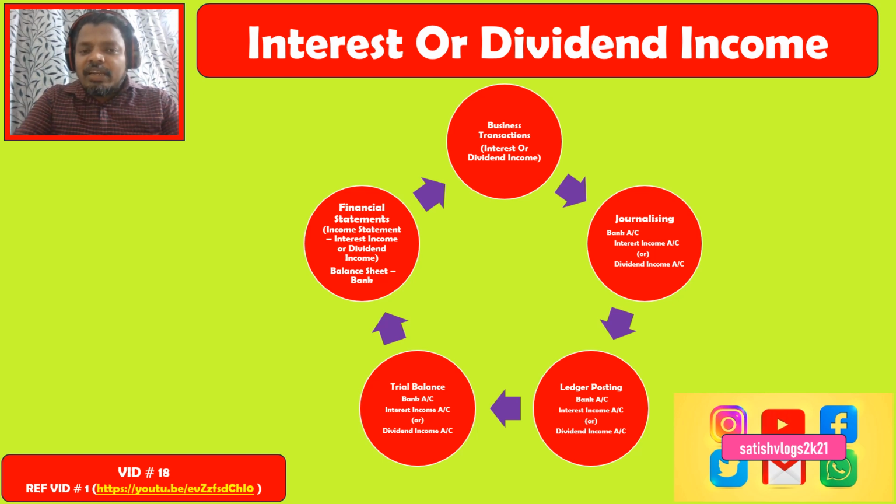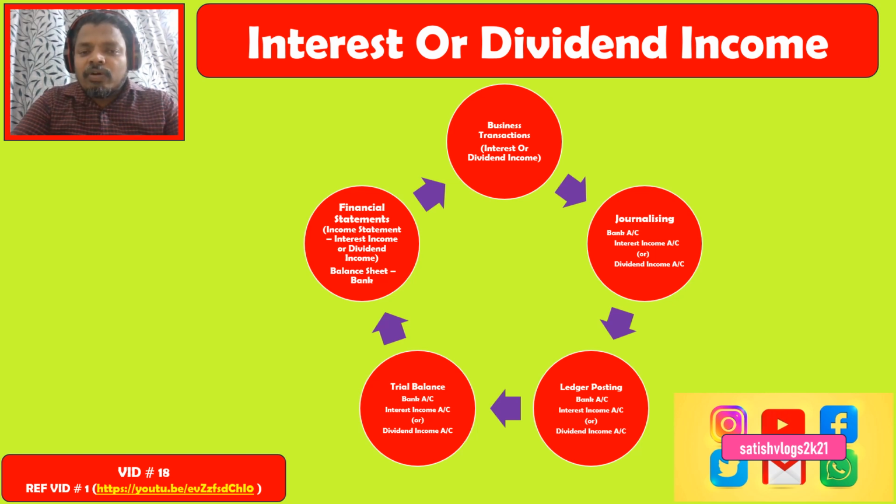As everybody is aware, bank account is a real account. What is the golden rule for a real account? Debit what comes in, credit what goes out. So our business entity would be receiving into the bank, so that needs to be debited, right? So the entry is: Bank account debit to interest income or dividend income. Okay.